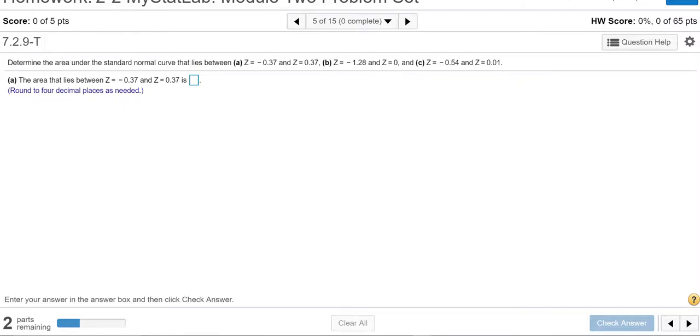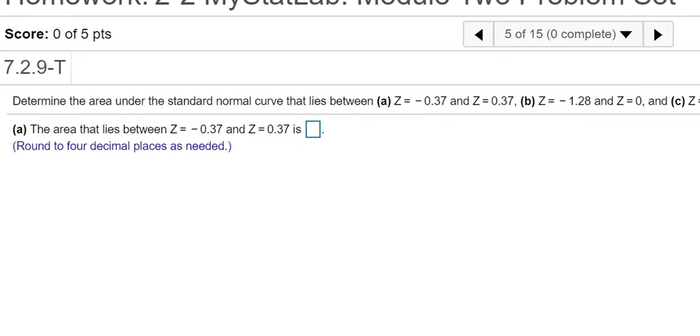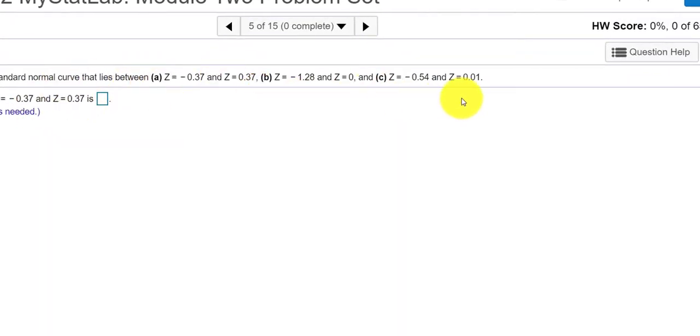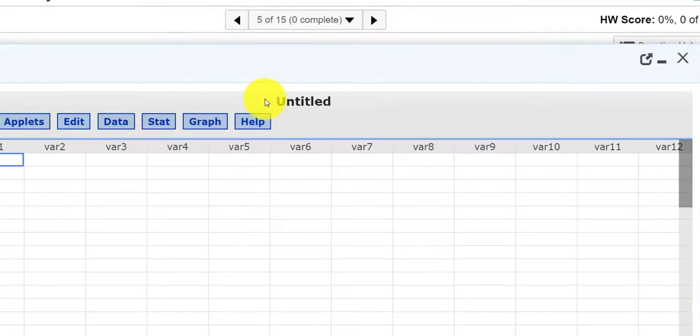Hello, class. I'd like to answer problems that are similar to questions number 5, 6, 7, and 8 from your 2-2 homework assignment. So let's begin. The first thing I want to point out is I'm going to use StatCrunch to answer some of these questions, and there's really no tab where you would just press StatCrunch. Kind of like when we have data, you click the two tables and StatCrunch automatically opens up. So if I click the question help button and then StatCrunch, my StatCrunch will open up.